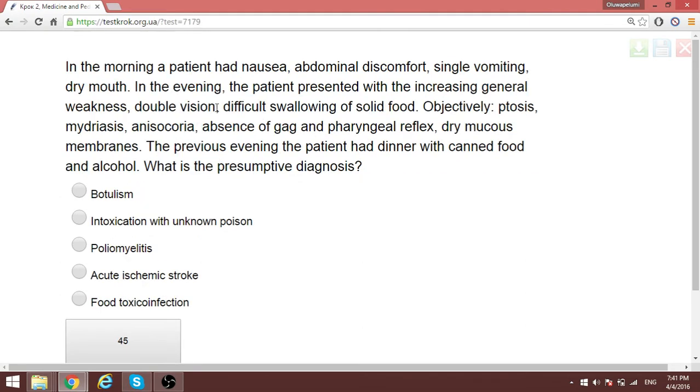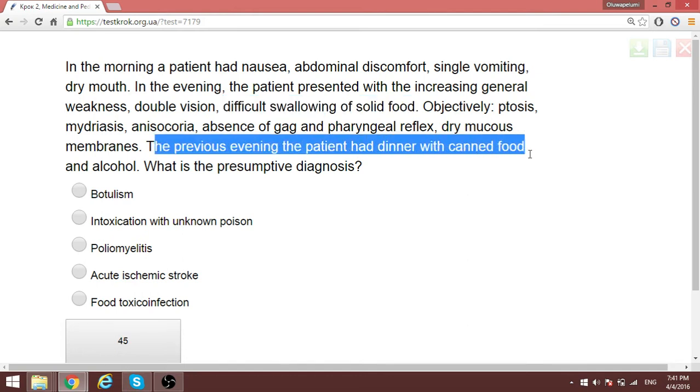The patient is having food poisoning, and similar to our previous cases, botulism is closely associated with double vision and difficulty swallowing, dysphagia. We could also see that the previous evening the patient had dinner with canned food, because Clostridium botulinum is an anaerobic organism. So this is botulism.